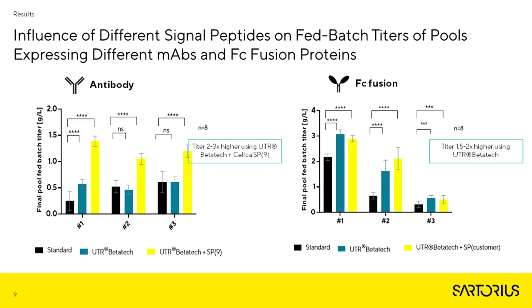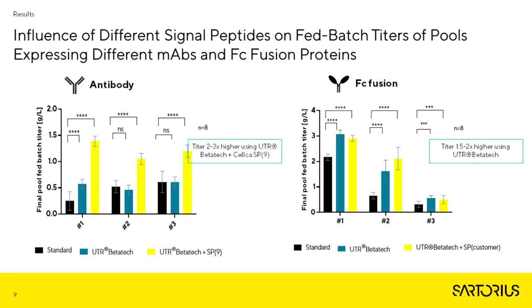What we see here is that the standard is always shown in black. The UTR beta tech, which is the technology of the untranslated regions, we see in blue. And the yellow bars represent the combination where we put the UTRs as well as the signal peptide together. What we see clearly is a significant increase in productivity between our then standard vector and, quote unquote, the new expression vector, which contained the optimized genetic elements. That holds true for antibody molecules as well as FC fusion molecules. So this was all the story from the pool level.